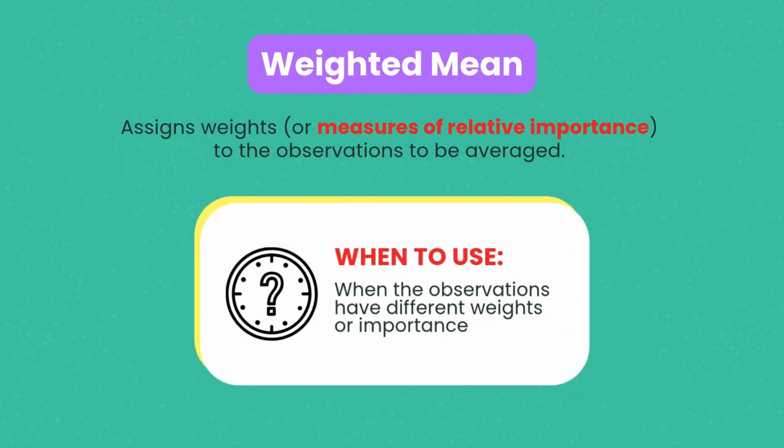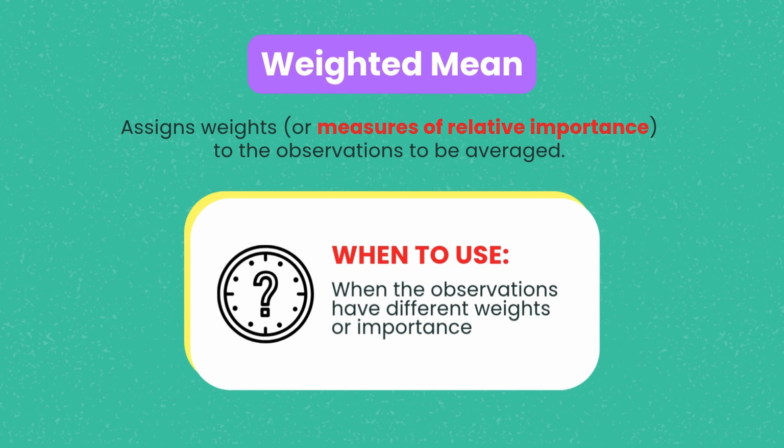So, when do we use the mean? We use the mean, or the weighted mean, when each of the observations require relative importance. Let us have a concrete example.